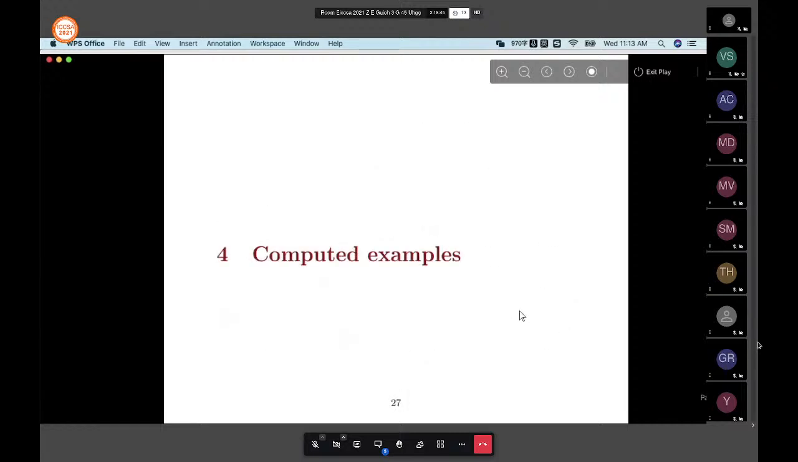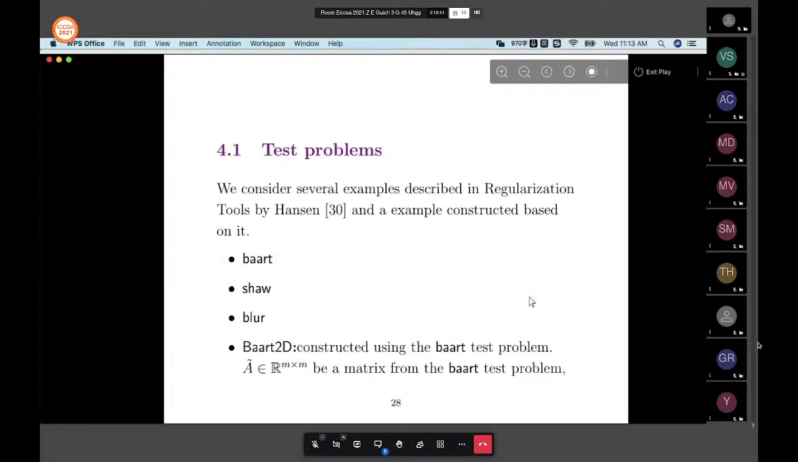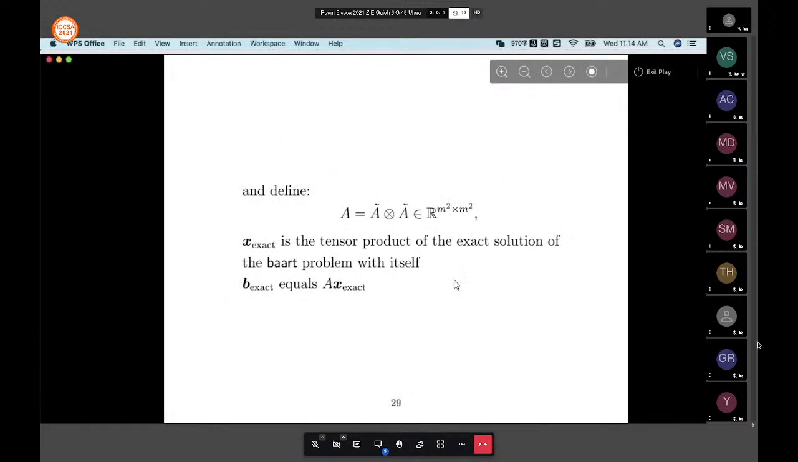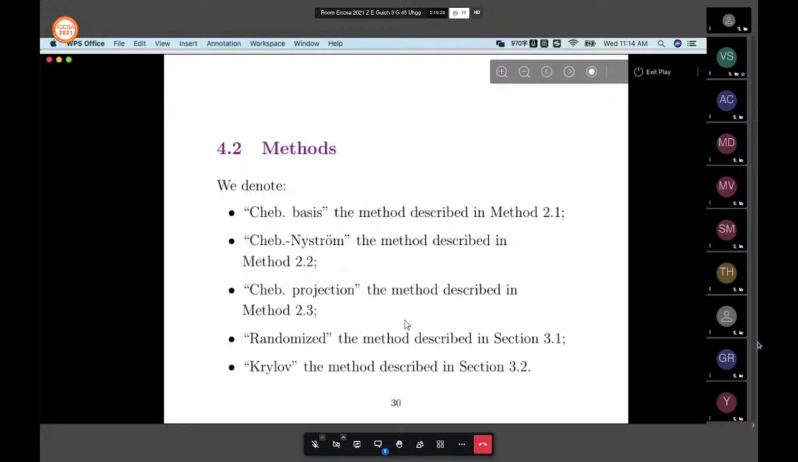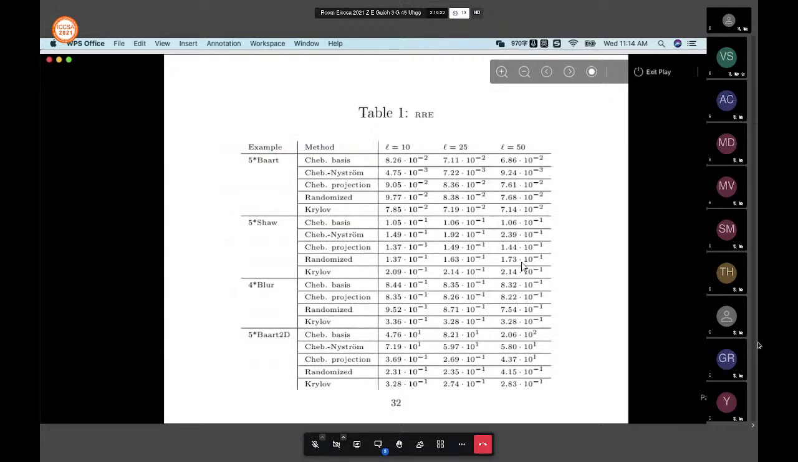And then the computed examples. We test the Chebyshev methods on four different problems: Baart, Shaw, Blur, and Baart2D. Baart and Shaw are one-dimensional, Blur is a two-dimensional problem, and Baart2D is a problem that we constructed. It's basically a Kronecker product of the 1D Baart problem. It's constructed this way. And this is the notation we use in our table. So this is the result.